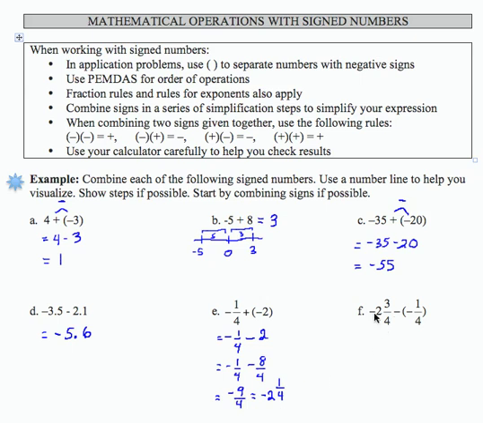Last one. If I have negative 2 and 3/4 minus a negative 1/4, I have negative 2 and 3/4 plus 1/4. That means I'm at negative 2 and 3/4 on the number line. I'm going to add 1/4, so I'm going to move to the right 1/4. That's going to be negative 2 and 2/4, which will be negative 2 and 1/2.